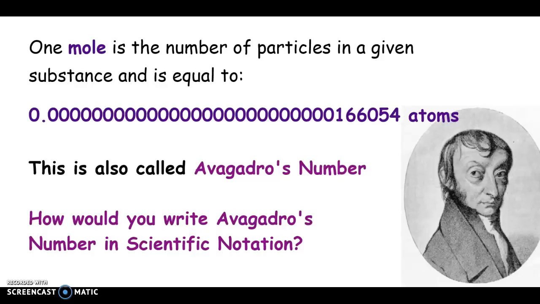Okay, so this is Avogadro, and he created the mole. And the mole is the number of particles in a given substance, and it's equal to all of those zeros, 602,... atoms. So if you were using this in your calculations, it would be a fate worse than death to have to write out all of those zeros. So we definitely use scientific notation for Avogadro's number. In fact, we memorize it in scientific notation.